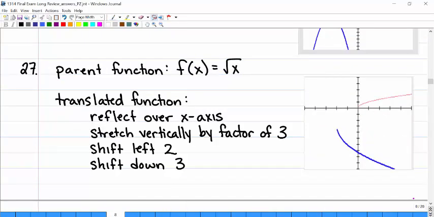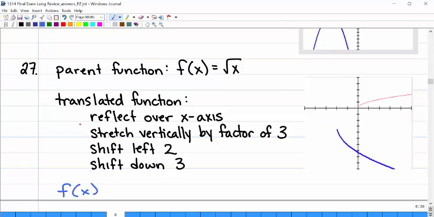Okay, for number 27, I'm given the parent function f of x equals square root of x. And I am told that the translations I need to do are to reflect it over the x-axis, stretch it vertically by a factor of 3, shift it to the left 2, and shift it down 3. And my job is to come up with a function. So I have f of x equals.